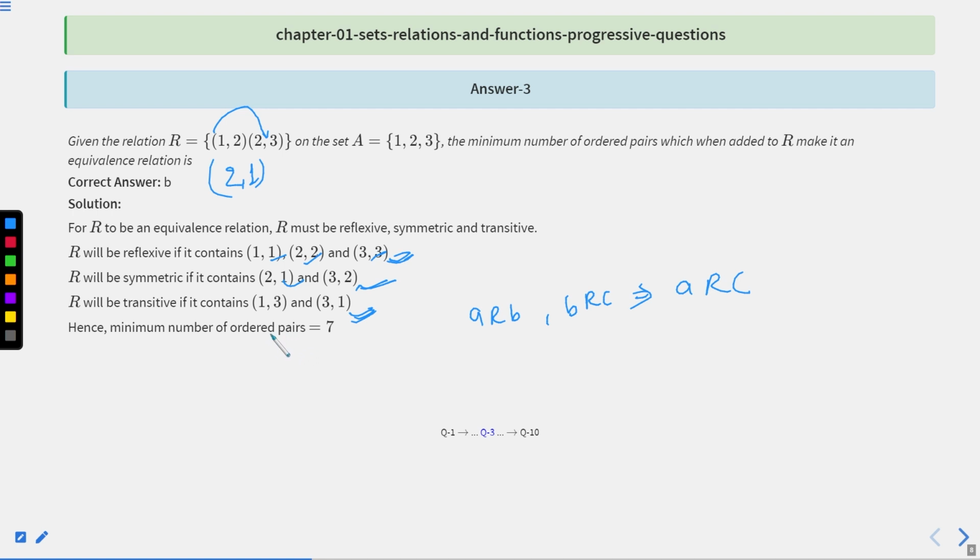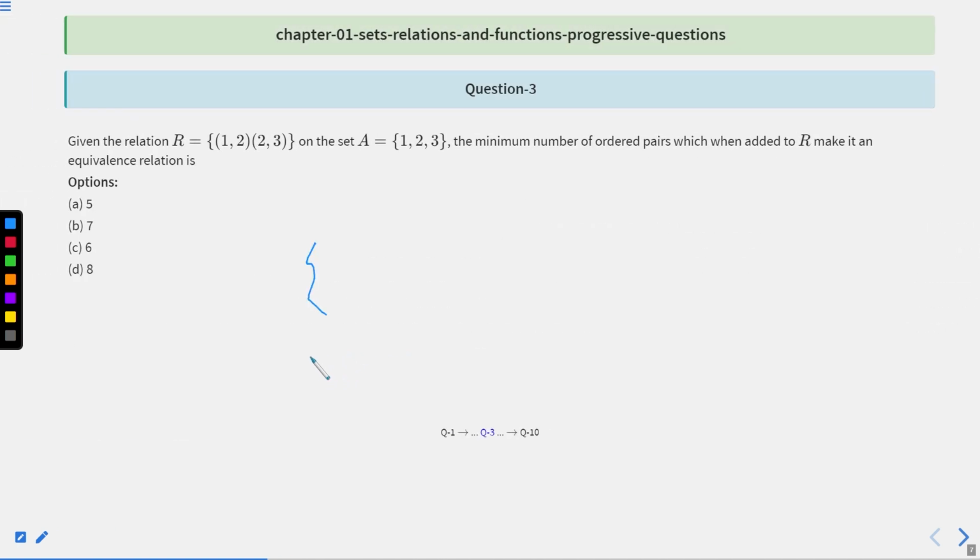So for R to become transitive, (1, 3) and (3, 1) should be present, right? Since (3, 2) is present and (2, 1) is present, 2 becomes common, so (3, 1) must be present. Hence, the minimum number of elements to be added is 7. So there are 7 elements to be added in R for R to become an equivalence relation.